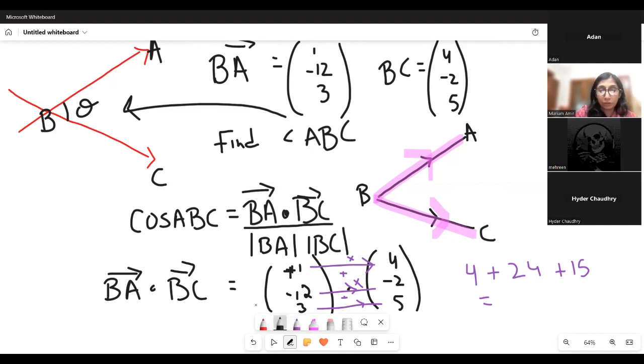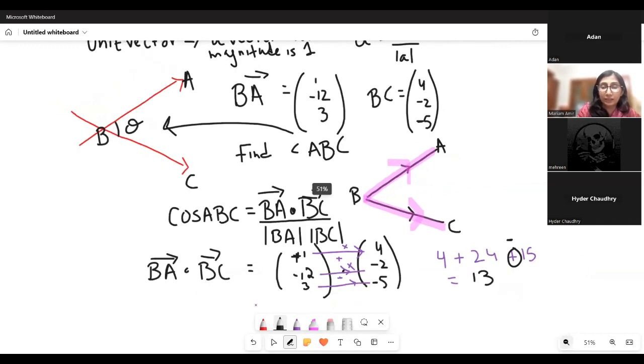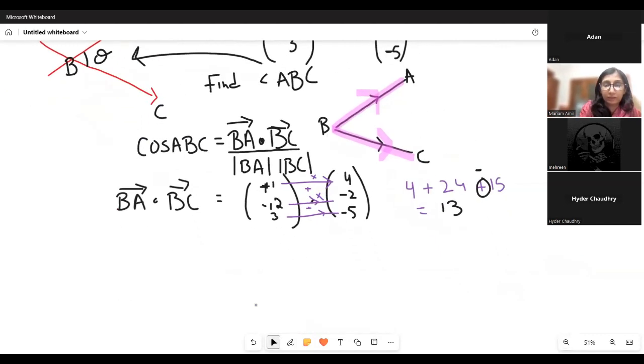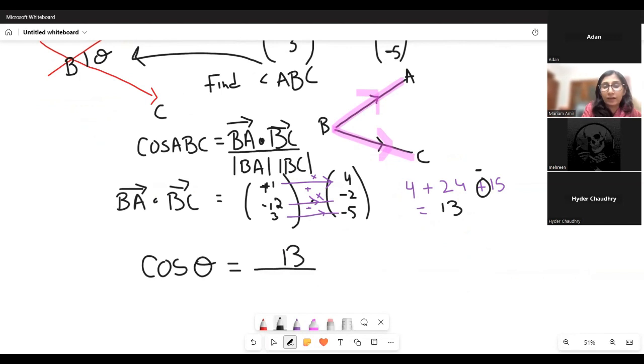Actually, in the book's question here it is -5, so let's stick to that. Here also it's -5, so that would be -15. That gives 4 plus 24 minus 15, which is 13. So the dot product is 13. So we have cos ABC. Instead of ABC, you can also write theta, equals 13 divided by the magnitude of both the vectors.